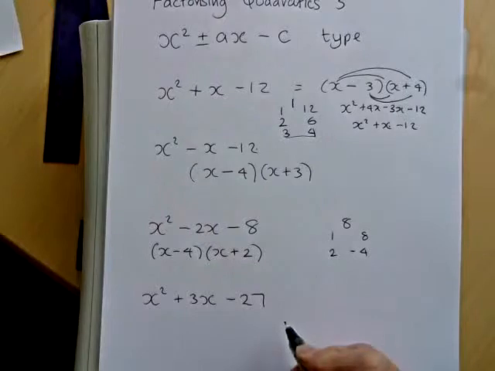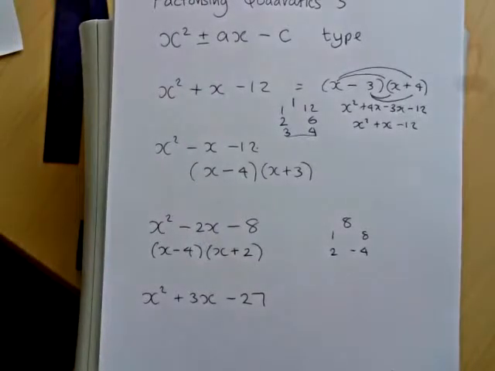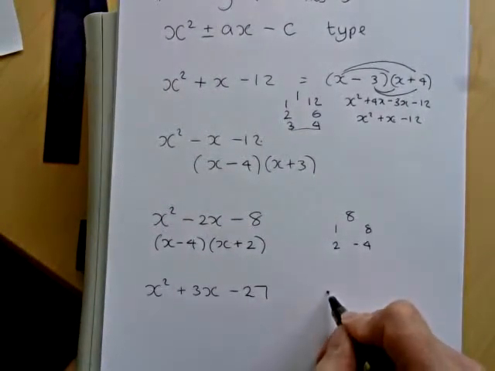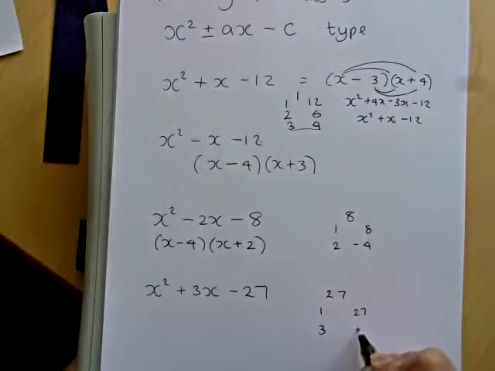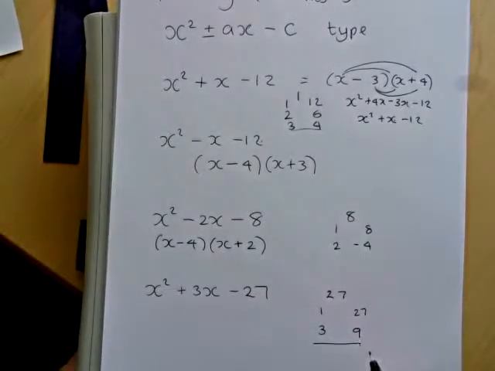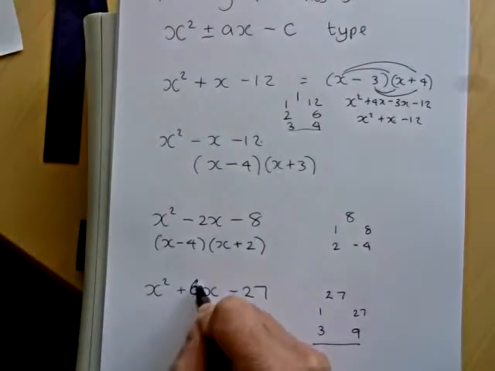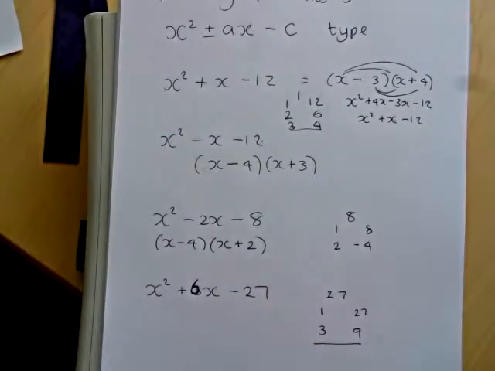And on to the next one, x squared plus 3x minus 27. So our factors are 27, 1 and 27, 3 and 9. So it's 3 and 9 that have the difference. Now I think I've actually made a mistake here. I have indeed. So I'm just going to change the question round. There are no factors that have a difference of 3. I'll change that to a 6 and it will work.